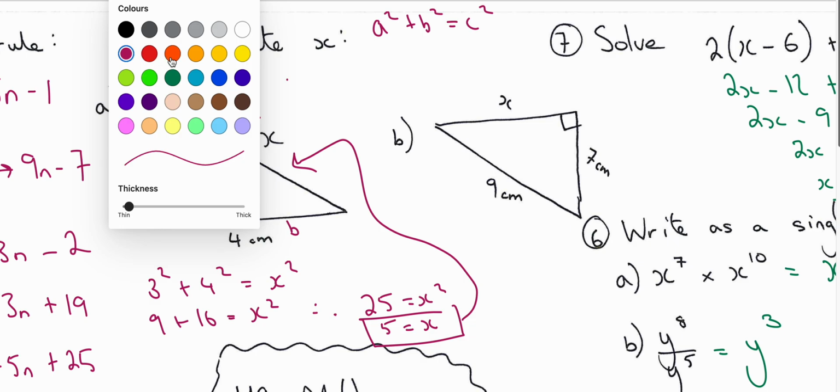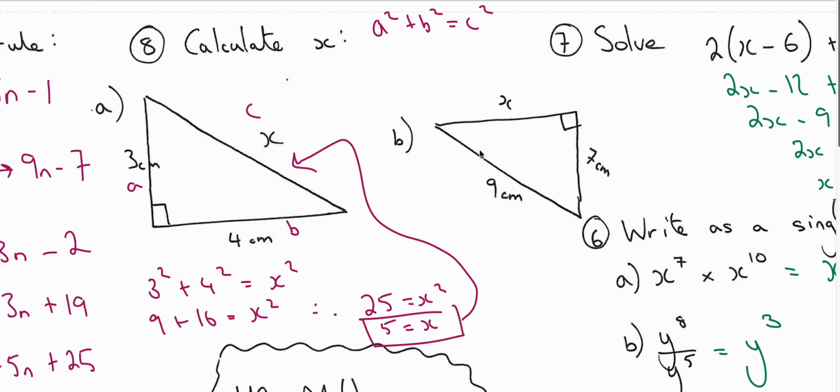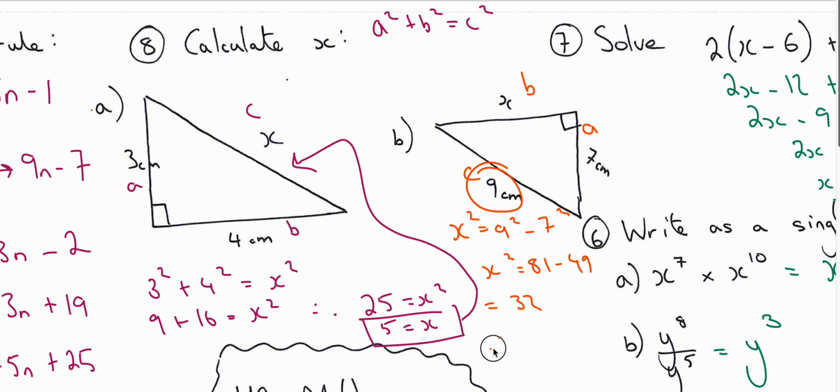Now, one last question. The next one, we know the hypotenuse this time. So we're trying to work out b. So we need to do minus. So we need to say that x squared is equal to the biggest squared, 9 squared, minus 7 squared. So x squared is equal to 81 minus 49, which is going to be equal to 32. X is equal to the square root of 32. And root 32 is equal to 5.7.